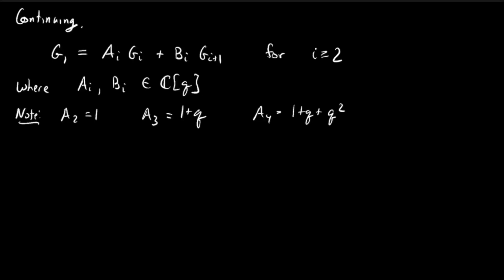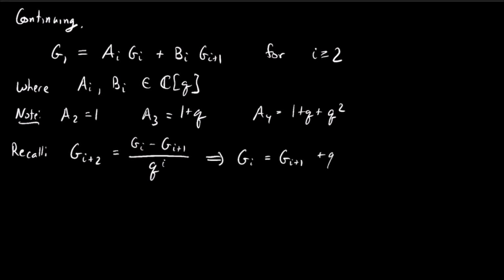So the first thing we're going to do is to try to derive some relationship between our A's, some sort of recursion that the A's might satisfy. So the first thing to recall when we want to do this is that we have this nice definition of the G's. We can write G(i+2) is equal to Gi minus G(i+1) over q to the i. And so if I rewrite this expression, I'm using the fact that Gi can be written as G(i+1) plus q to the i times G(i+2). Okay, so we're going to use this to derive some sort of recursion satisfied by the polynomials, the A's and the B's.